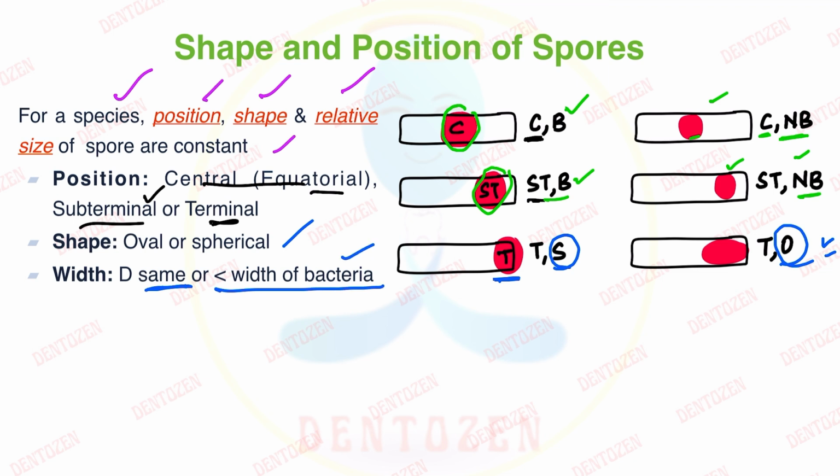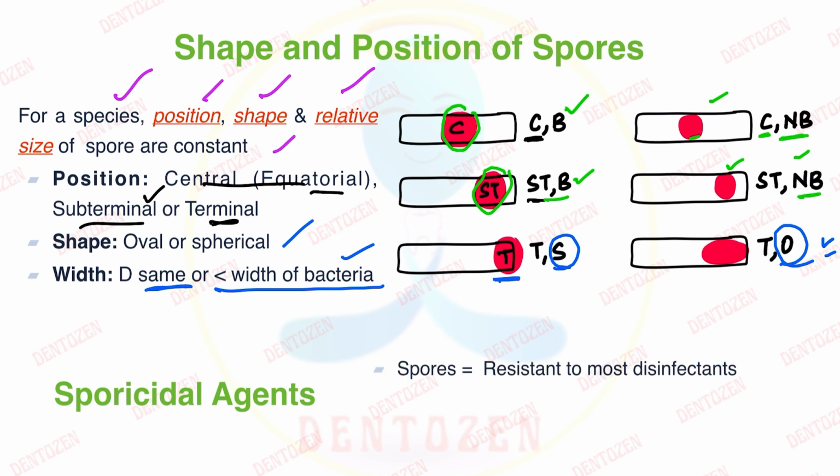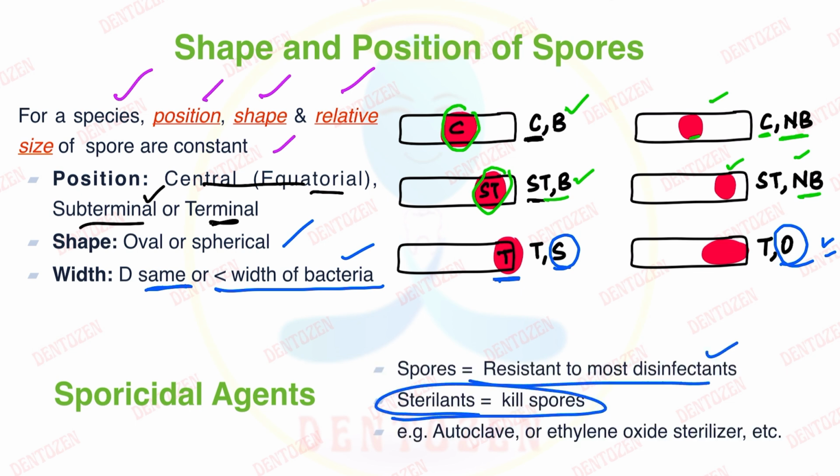And then the sporicidal agents, that is agents which can kill the spores. So spores are resistant to most disinfectants. Sterilants can kill spores, and the most effectively used sterilant is the autoclave or ethylene oxide sterilizer. So that can be your important entrance question. The most effective method of killing the spores is autoclaving.